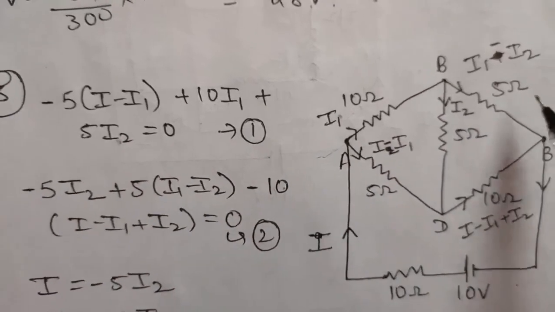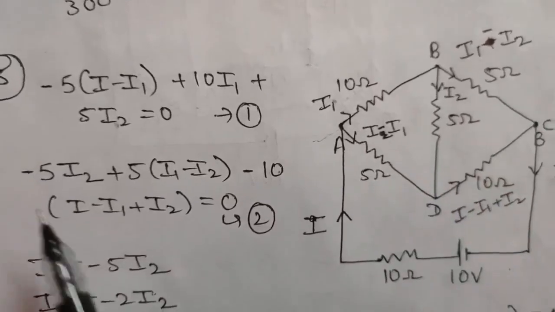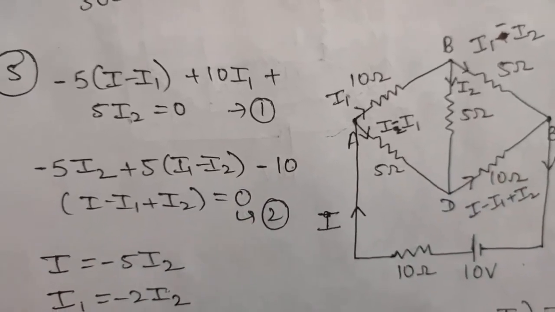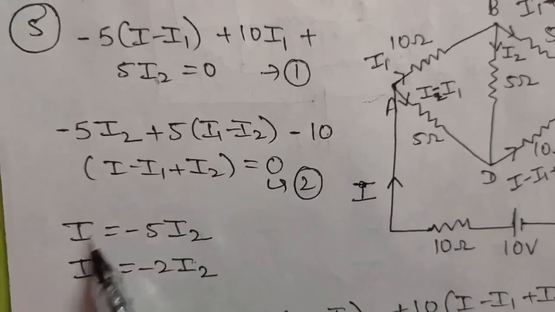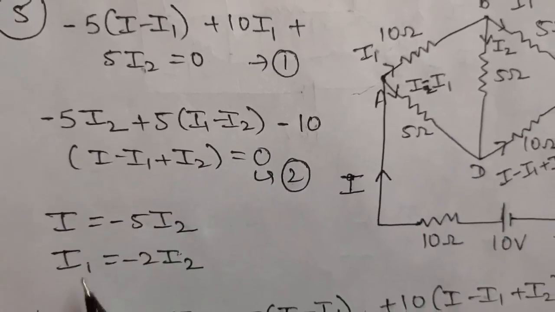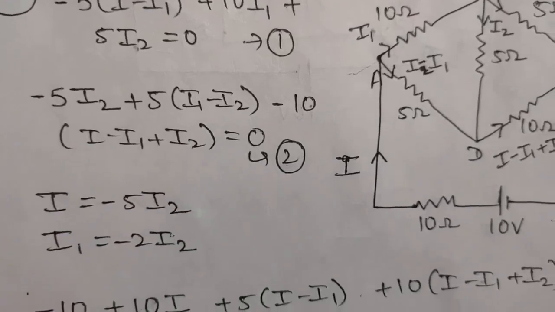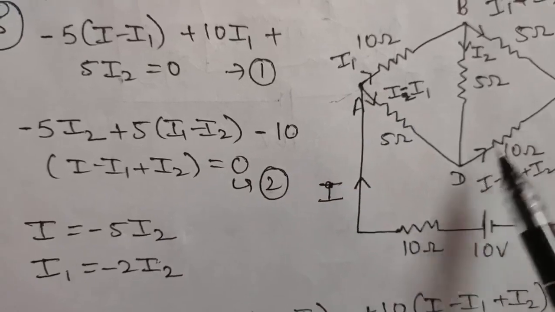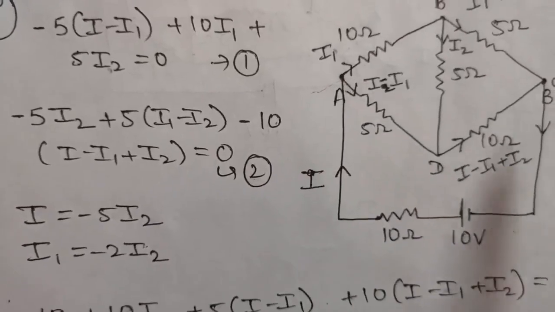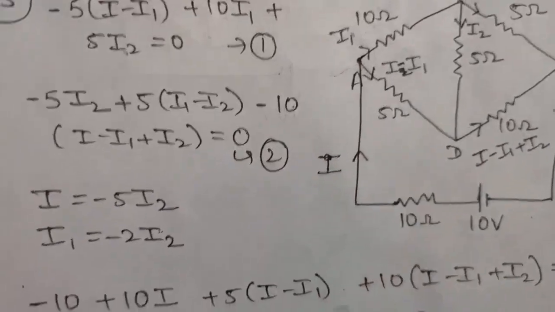Similarly, I have made the equation in the second circuit. You can make it yourself and check it. It will come to be this one. From these two equations, calculate the values of I and I1 in terms of I2. Now choose this circuit and make an equation using Kirchhoff's law in this circuit. That will come to be this one.